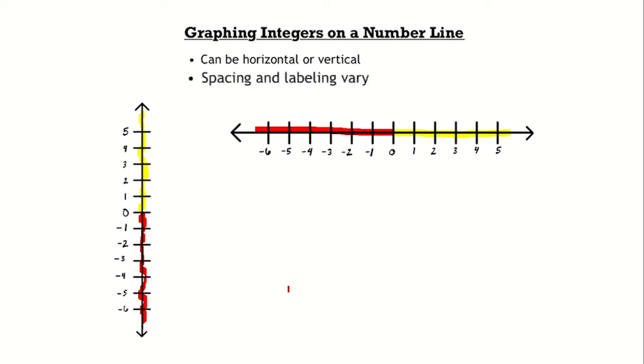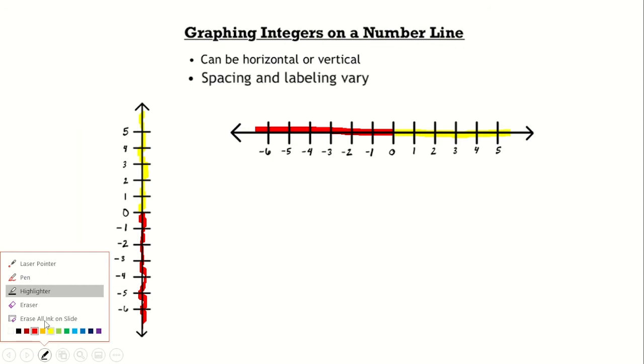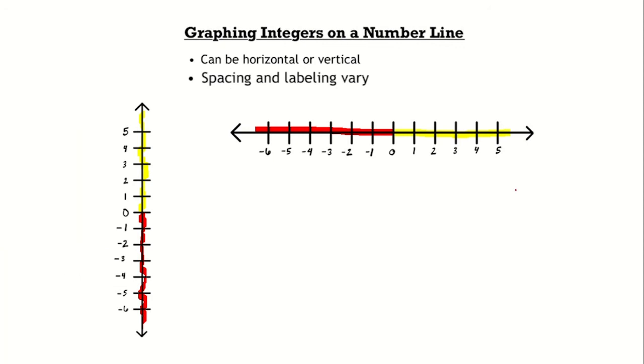Next, spacing and labeling vary. So for example, in our horizontal number line, the spacing here would mean that from here to here, that would be just 1. And from 1 to 2, that's also 1, which is called the scale. So the scale here is now 1.